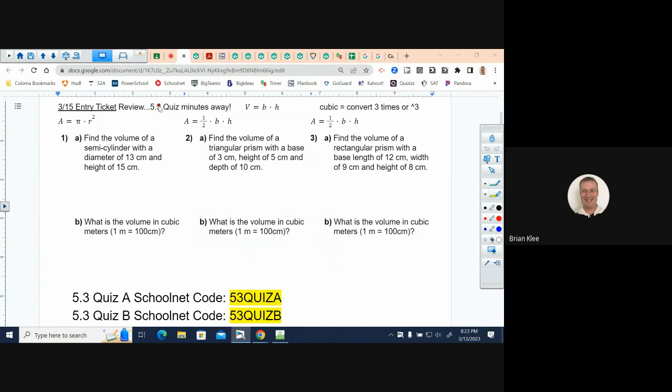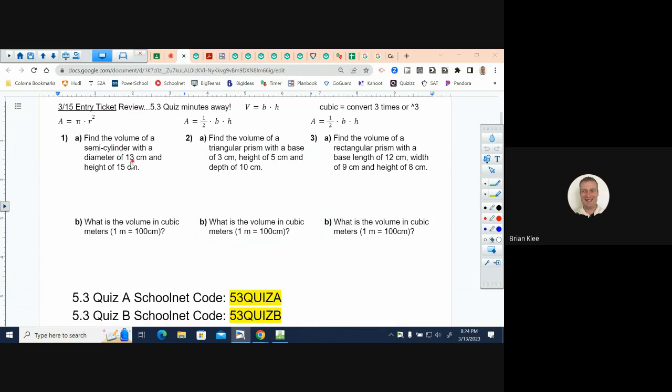The upcoming quiz is going to cover the learning target of converting units of area or volume, and specifically we're going to talk about volume, which is the base of whatever shape you have times the height. And remember, when we convert cubic units, we need to do the conversion 3 times. So first, finding the volume of a cylinder, a semi-cylinder at that.